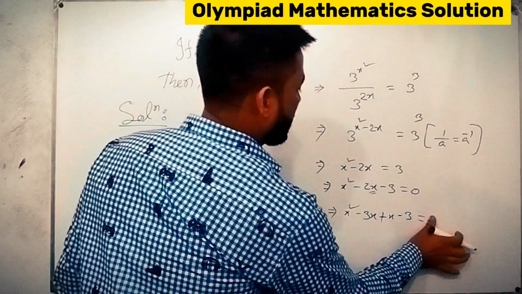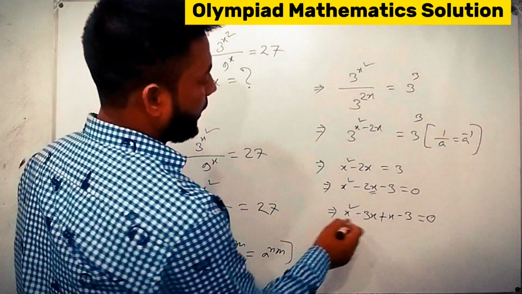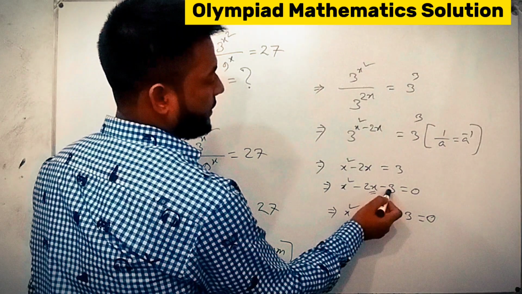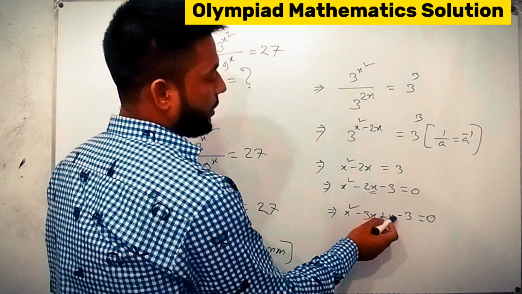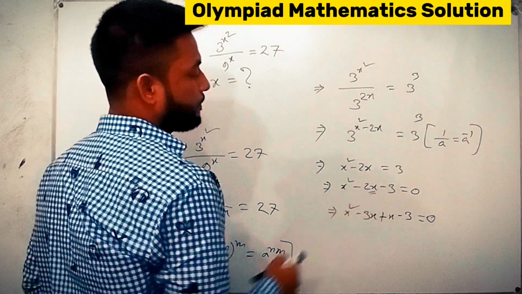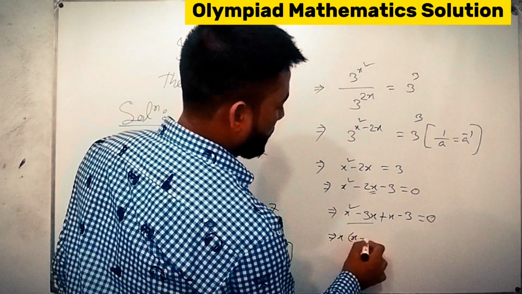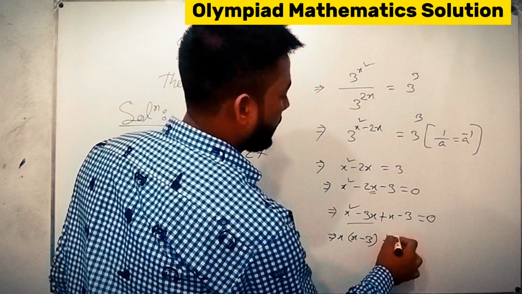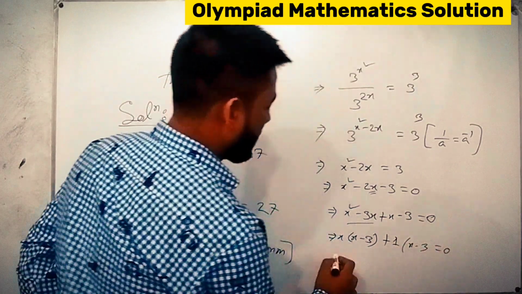This is the middle term condition. If we multiply minus 3 and 1, it makes minus 3. And if we add minus 3 plus 1, it makes minus 2. Then we take x common from the first two terms to get x minus 3, and in the other terms there is no common factor, but we take 1 common, giving x minus 3 equals 0.